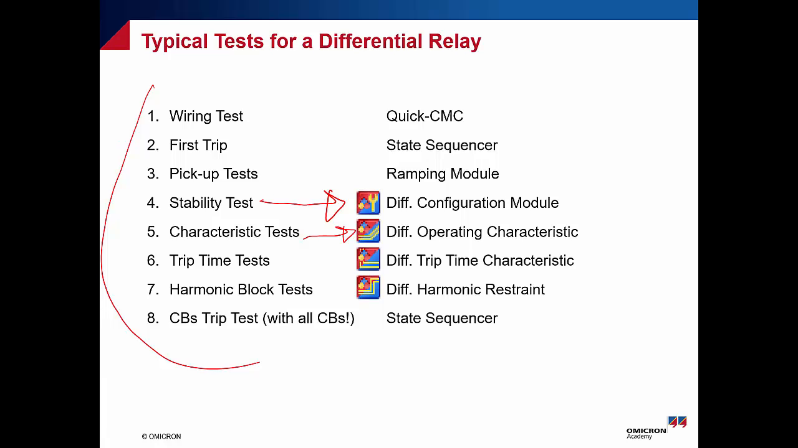For the trip time test here, as we see, to check the trip time, for sure, we inject the differential points, which should lead to a differential trip, and the test module will get the trip and give you the trip time. And point number 7 here represents the harmonics block test, again for the second harmonic and the fifth harmonic, based on the relay setting as well.